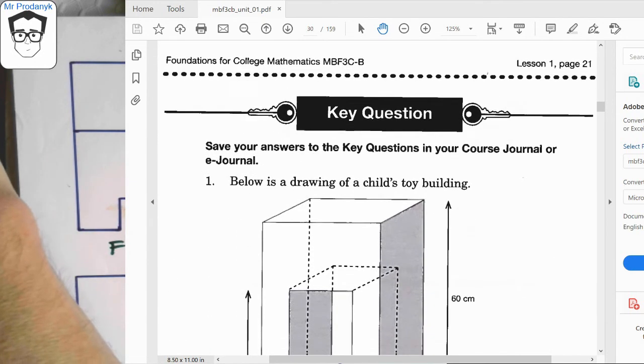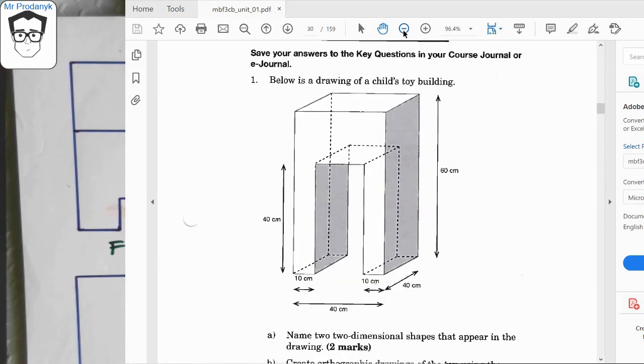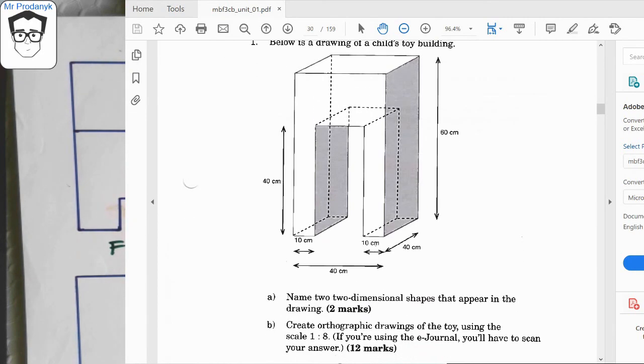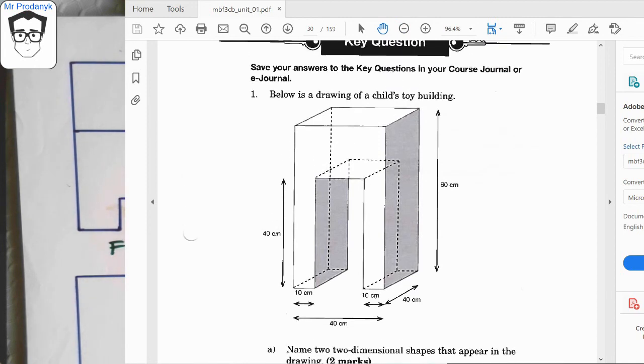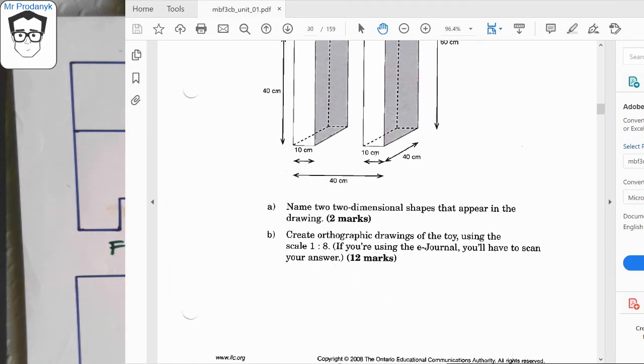All right, so that's the end of the lesson. Now you're on to key questions, and what you need to do is make sure you start your key questions on a fresh piece of paper that you can hand in. And what you see here is another shape. Looks like a big squared off arch type structure. Gives you a lot of dimensions that you need. First part, name two-dimensional shapes that appear in the drawing. Pick two standard two-dimensional shapes.